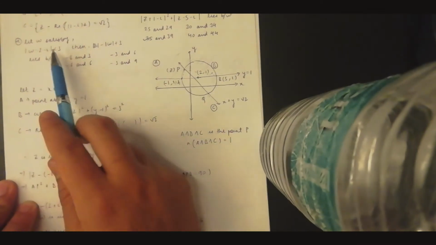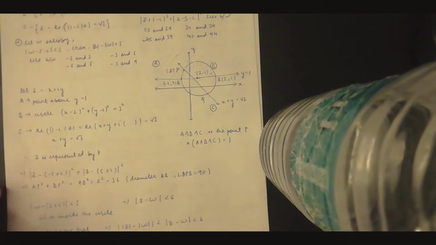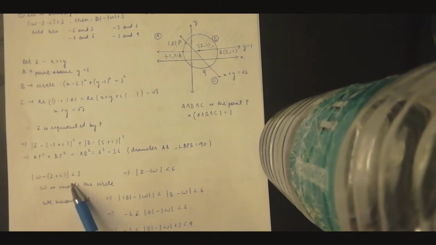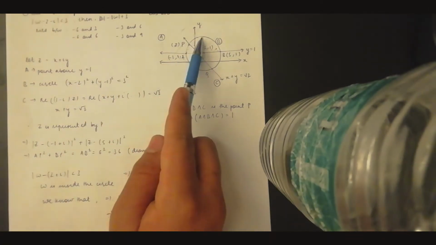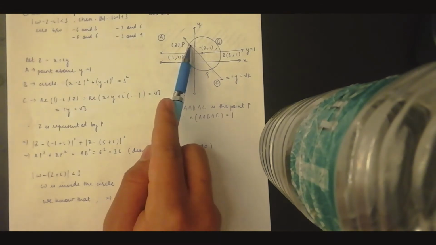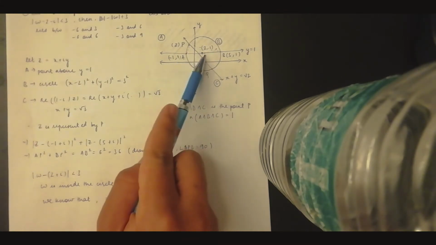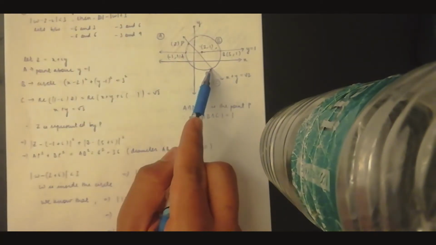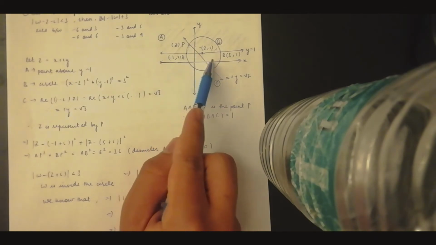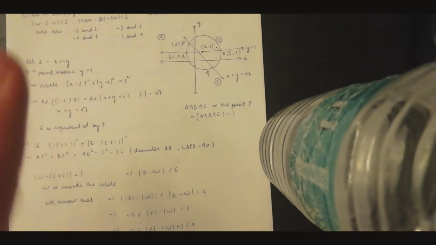And now the last question. |W - (2 + i)| is less than 3, which means W lies inside the circle. Since W lies inside the circle, if you take Z, which is on the circle, minus any point W inside the circle, the distance will always be less than 6. The most will be here, which will be 6. So |Z - W| will be not equal to 6, but almost 6.